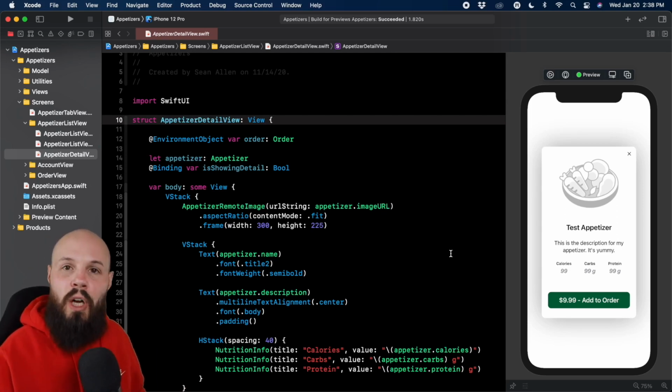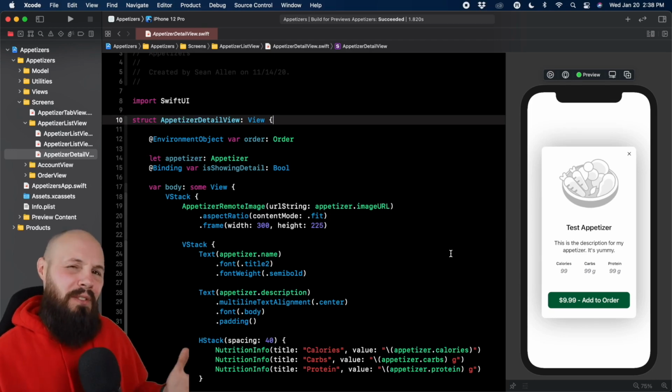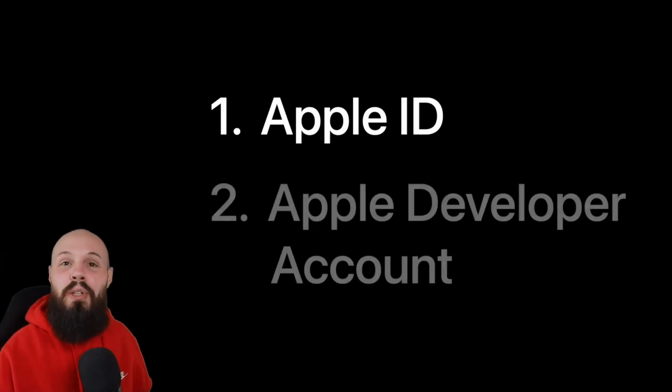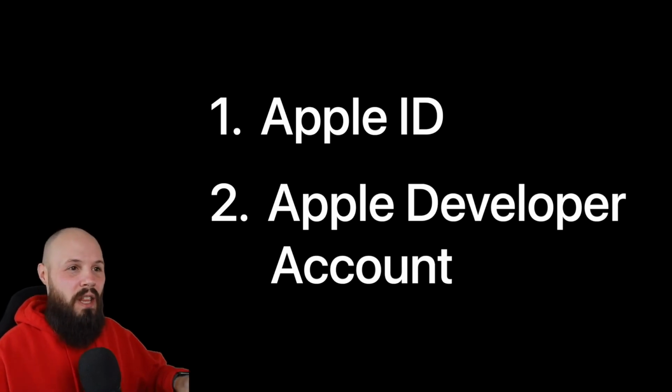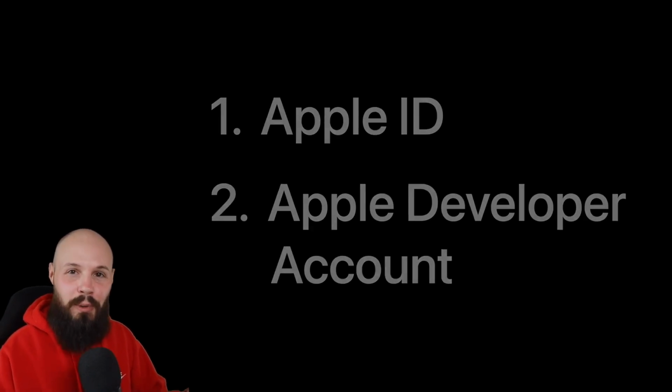Now, this does start off with two assumptions. I think they're pretty safe assumptions, but one, that you have an Apple ID. If you have an iPhone, you have an Apple ID, so hopefully we're good there. And then two, that you have an Apple developer account. So if you haven't signed up for that yet and you're about to beta test your app, it's probably a good time to do that anyway, but I want to let you know that this tutorial will assume that you have an Apple ID and you're signed up for the Apple developer program.